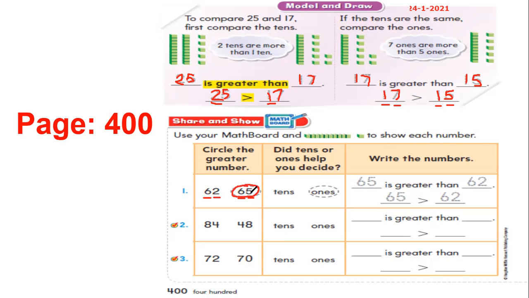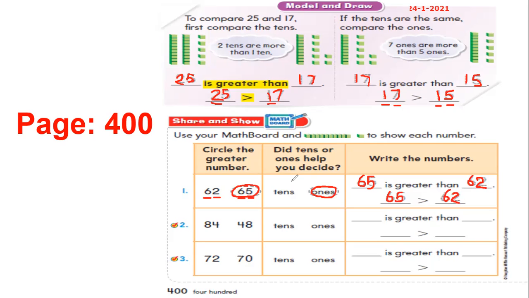Now, 5 is in the ones place. So we have compared the ones. So let's circle ones. Now, we are going to write the greater number first. 65 is greater than 62. So again, 65 greater than 62. So this is how we compare.